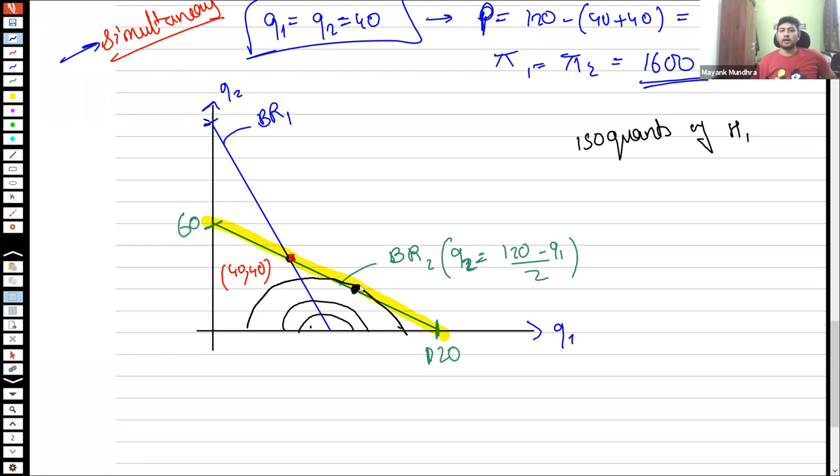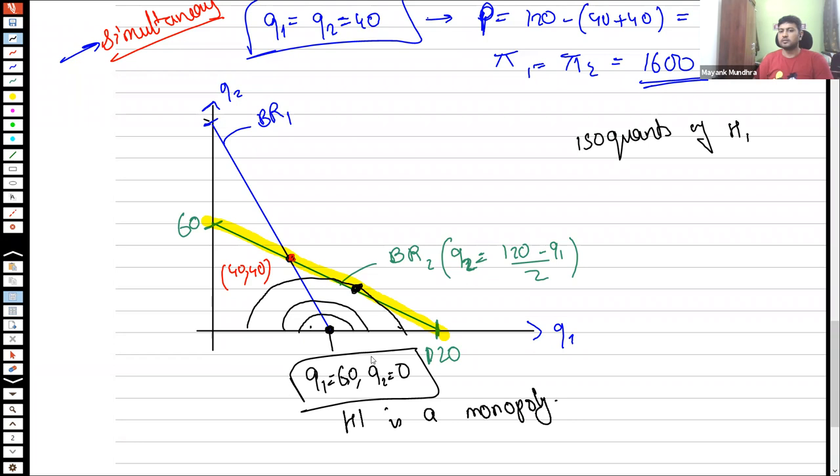And it's going to be tangent at this point. The lower isoquants are better. The lower the isoquant, the better. Sorry, the highest isoquant, which is the highest profit, is Q1 equals 60, Q2 equals 0. This is basically when herder 1 is a monopoly. If herder 2 decides to quit, then the best response of herder 1 is to play the monopoly. When he is the monopoly, he gets the highest payoff, so this point is the highest profit.